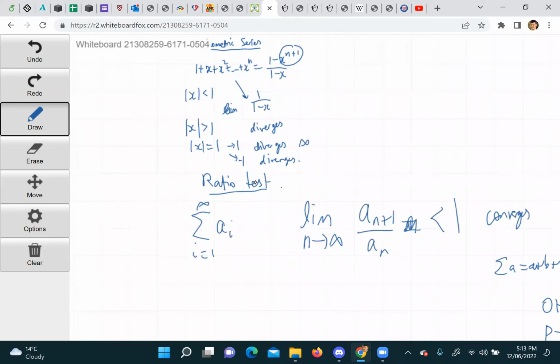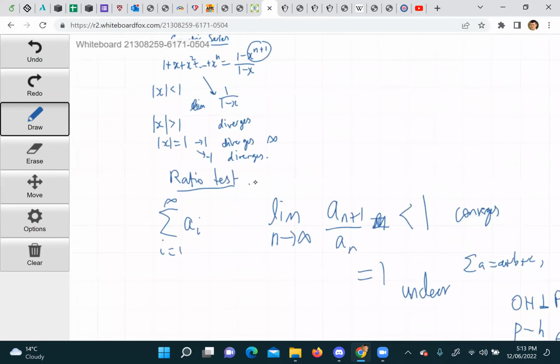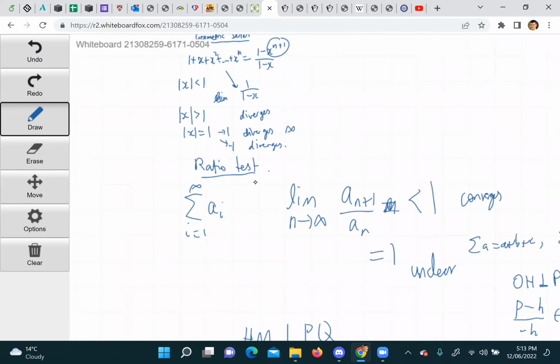If it's equal to 1, it's unclear. Sorry, absolute value. And if it's greater than 1, it diverges. Have you seen this before? It's pretty intuitive. It's kind of approximating with the geometric series.